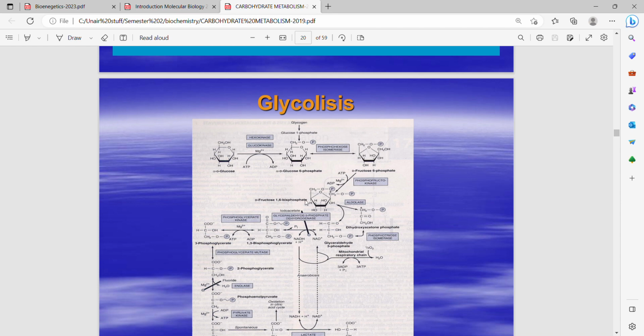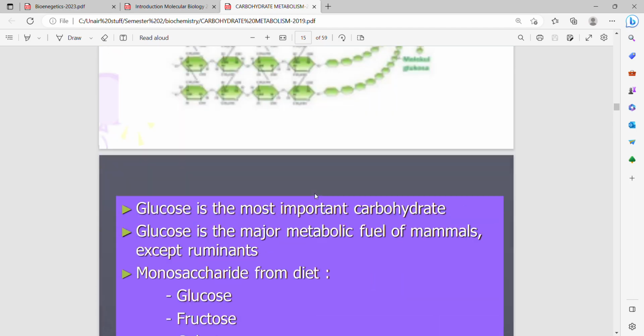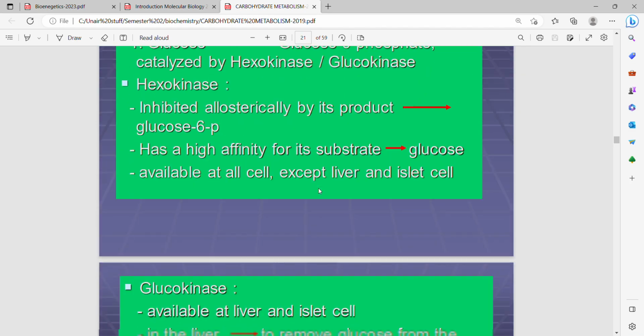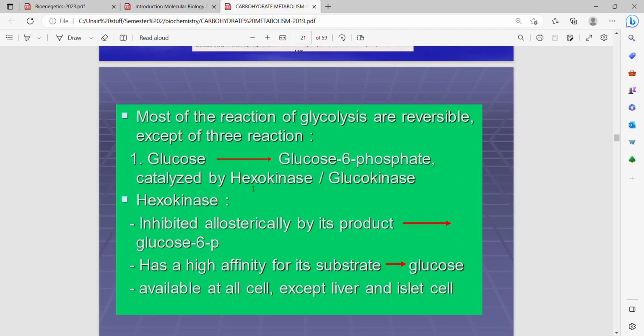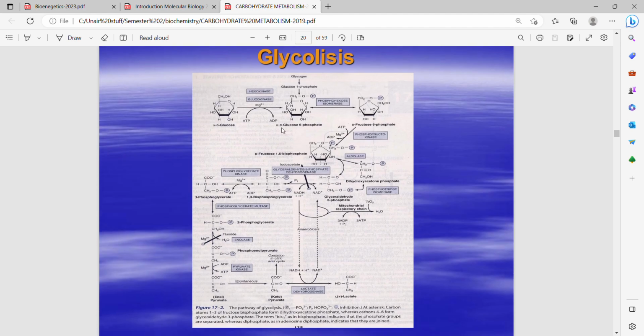Hexokinase can be found in the cytoplasm of all cells, but glucokinase you can only find in liver and pancreatic cells. Glucokinase is found in the liver because it is used to remove glucose from the blood, then phosphorylate it.